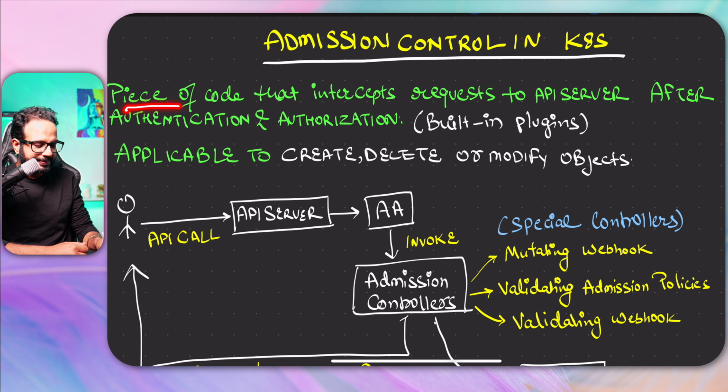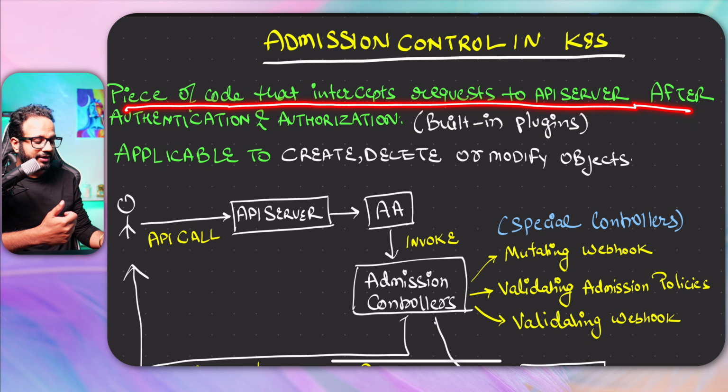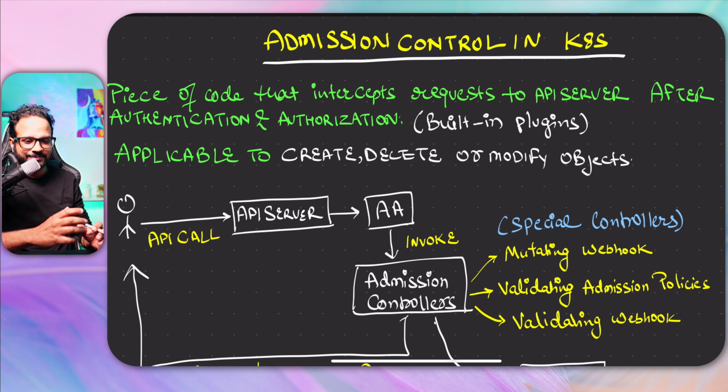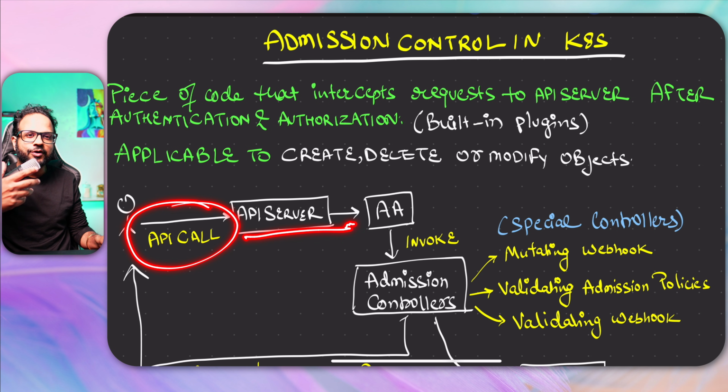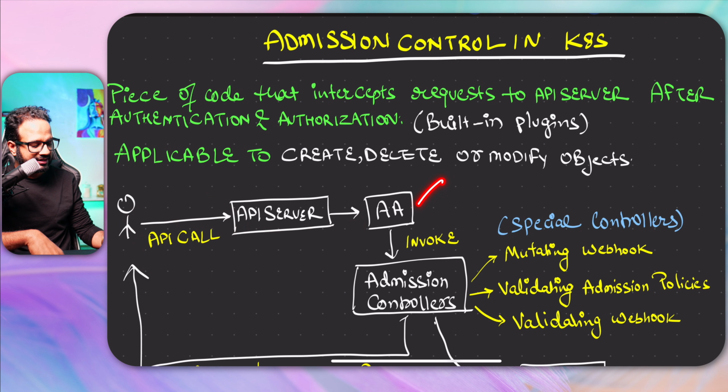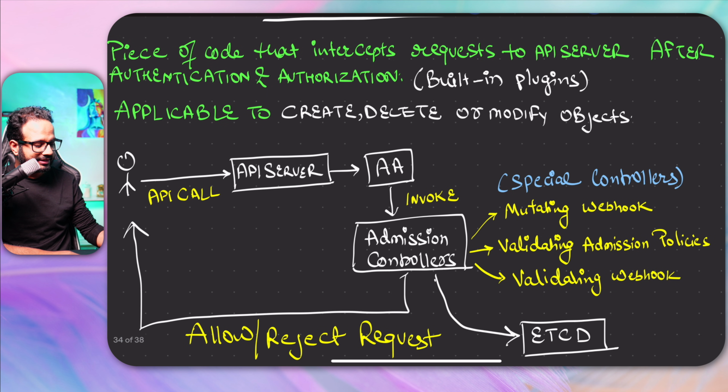It's basically a piece of code that intercepts requests to the API server after you are done with authentication and authorization. Okay, so how does it work? Whenever you make an API call to the API server, let's say you want to create a new pod, first the request goes to the API server, then the API server performs authentication and authorization. So that is done over here in this step. And after the request has been authenticated and authorized, after that the admission controllers are invoked.